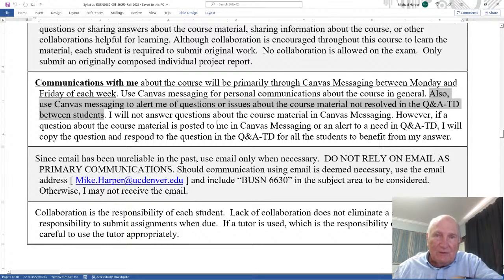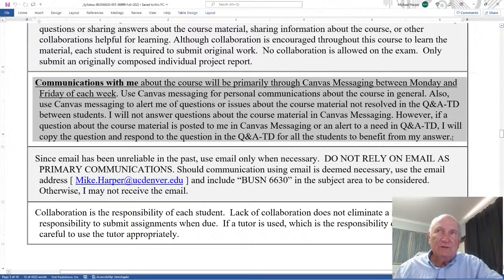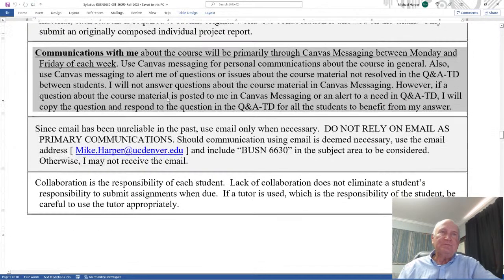So I'm available, but only if asked. I will not sit there and read all this stuff unless you ask me to. And it should only be an issue that's not being resolved. I will not answer questions about the course material in Canvas messaging. However, if a question about the course material is posted to me in Canvas messaging, or an alert to a need in the threaded discussions, Q&A, I will copy the question and respond to the question in the Q&A threaded discussion for all students to benefit from my answer.